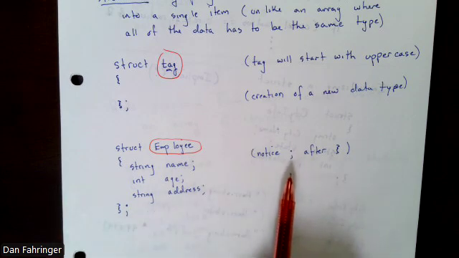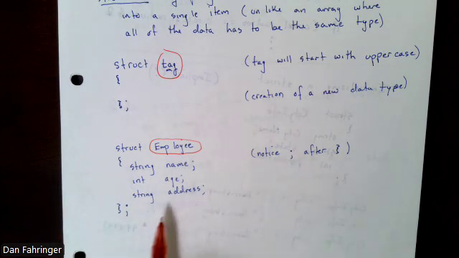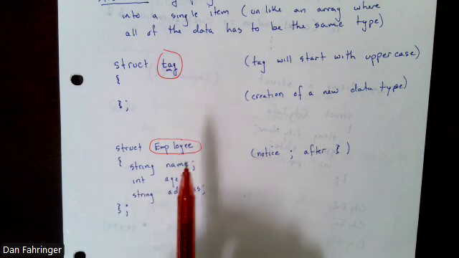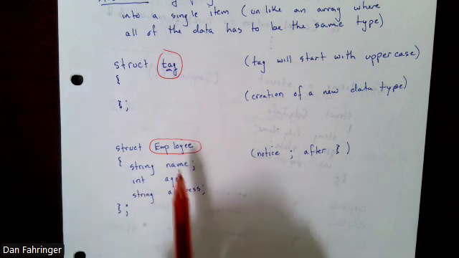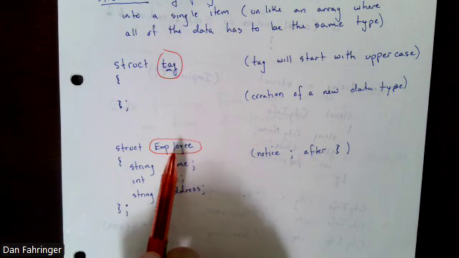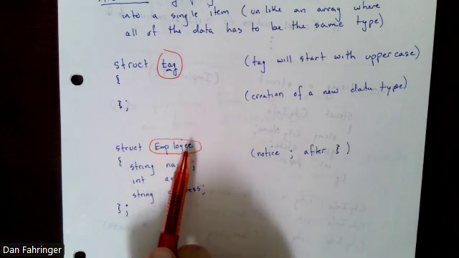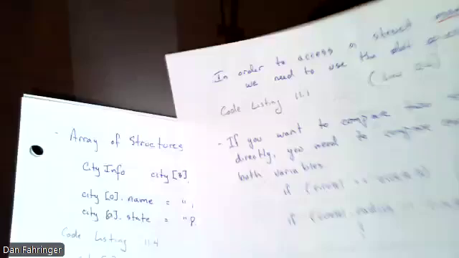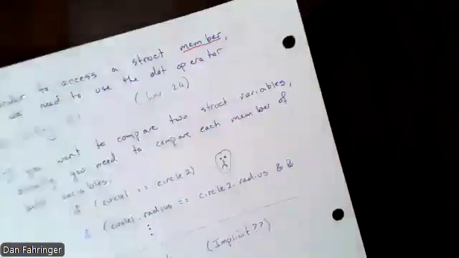Quick thing to notice, there is a semicolon at the end of my data type. So now I'm going to be able to create new variables of this data type, and let's see how we work with them. Oh, I need to make sure I cover that as well.